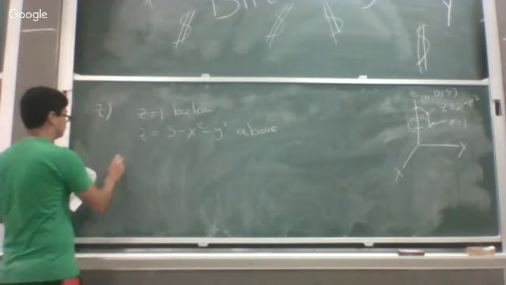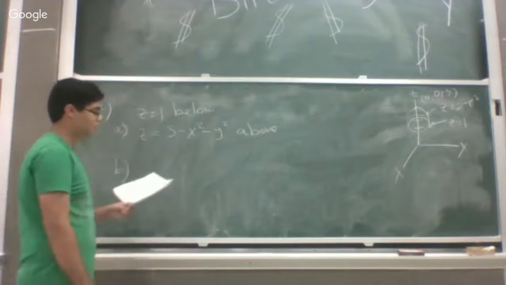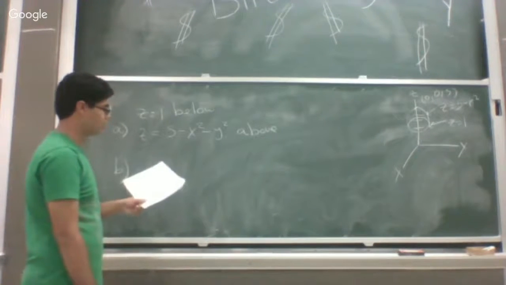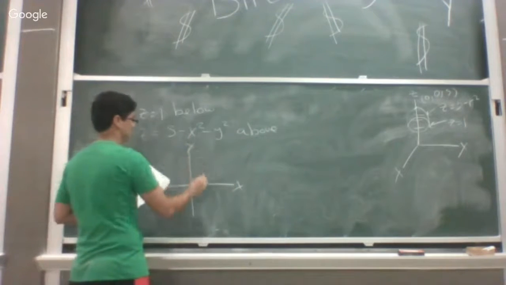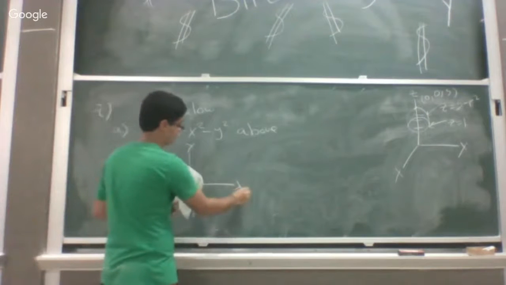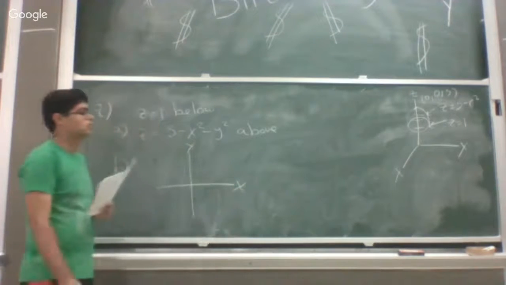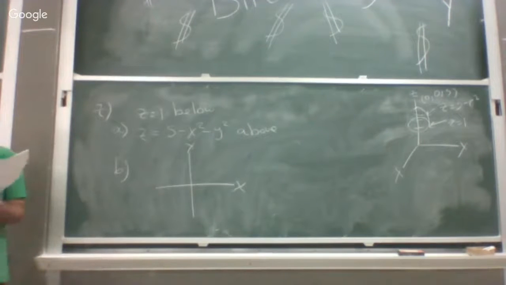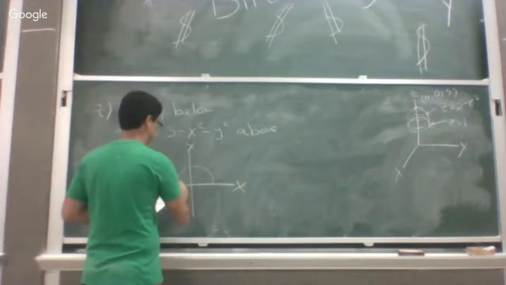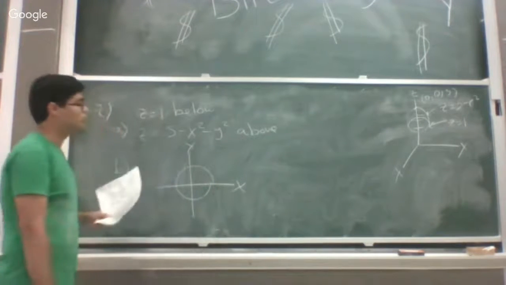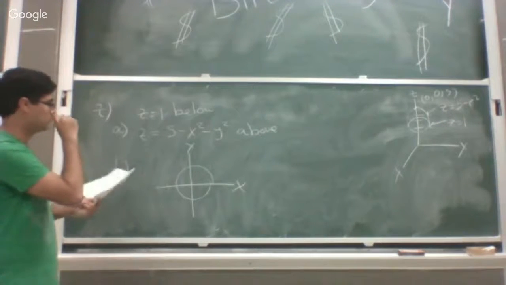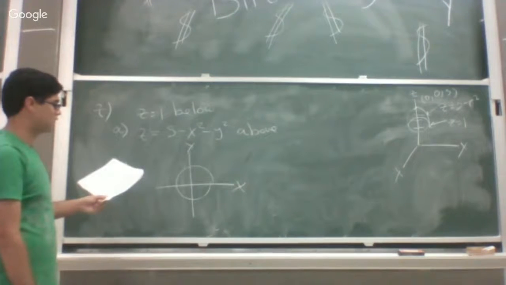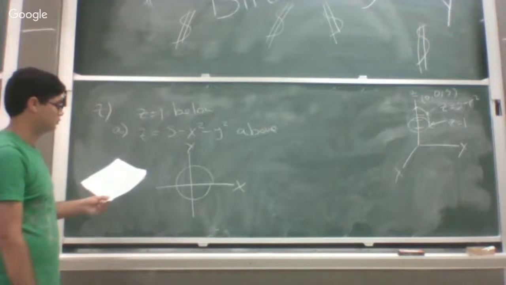Part B is to sketch it in the x and y plane. What would that look like? A circle. What would the radius of that be? You do that because you set them equal to each other.